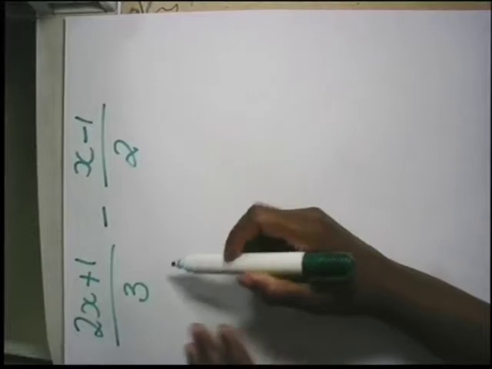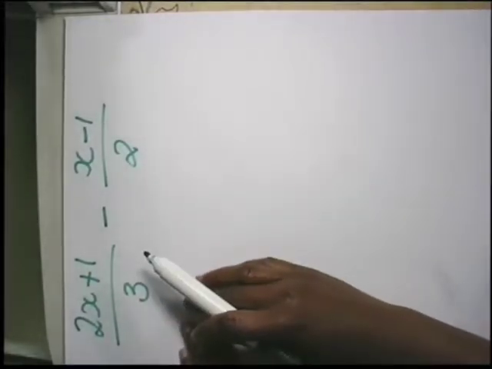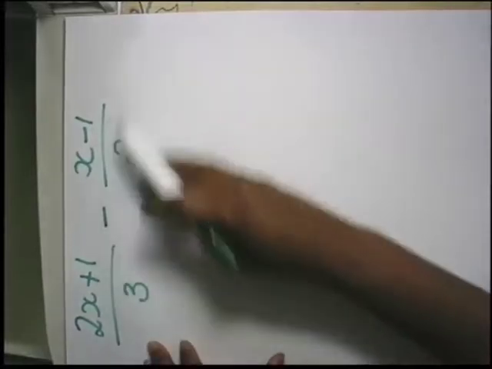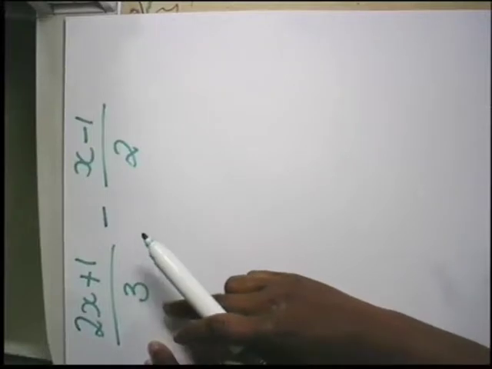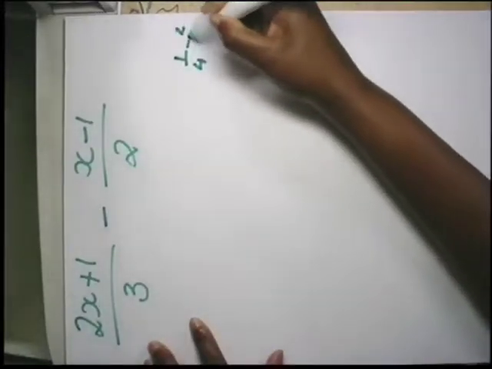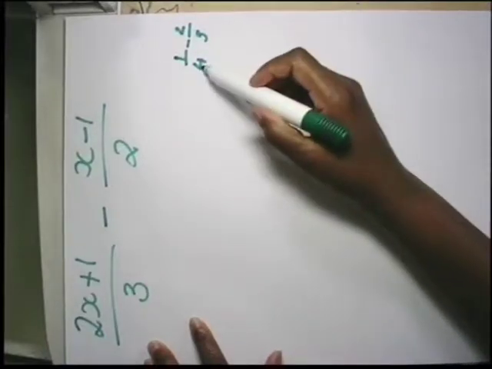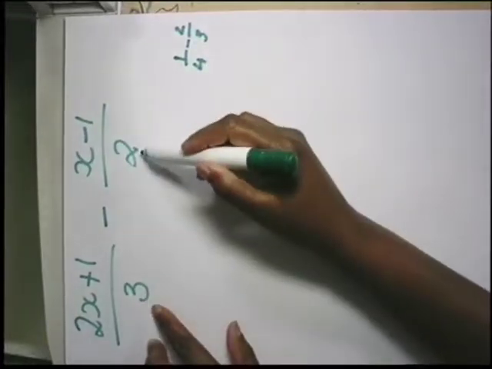Okay, this is fractions, similar to algebraic fractions that you have learned. How do we subtract fractions? This is similar to common fractions. Like if I'm having 1 over 4 minus 2 over 3, for instance, how do I subtract this? It's similar. It's the same way. Make sure that your denominators are the same.